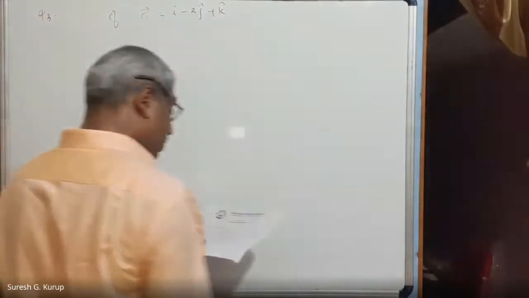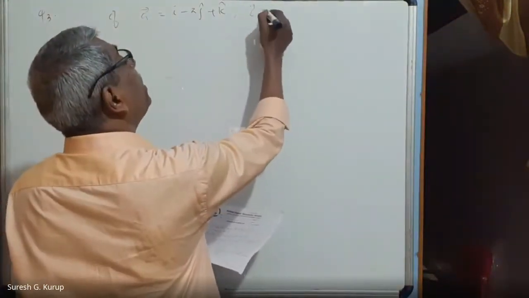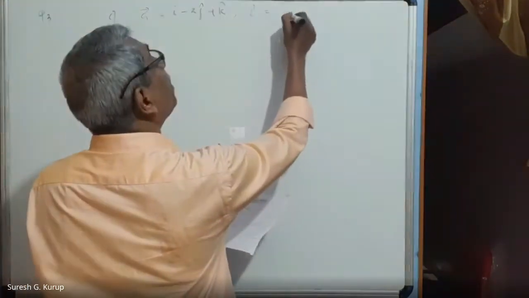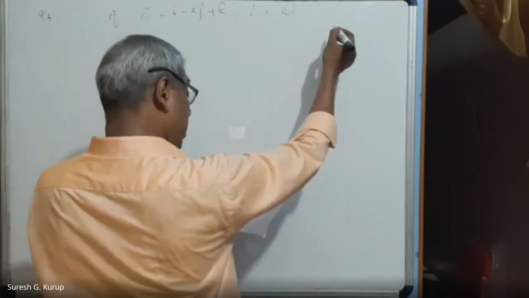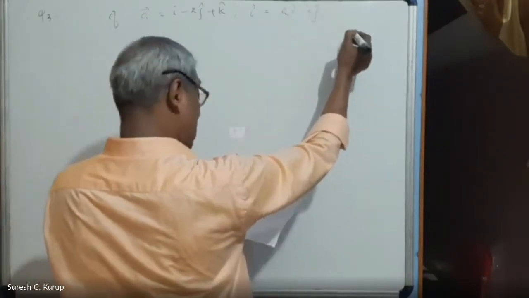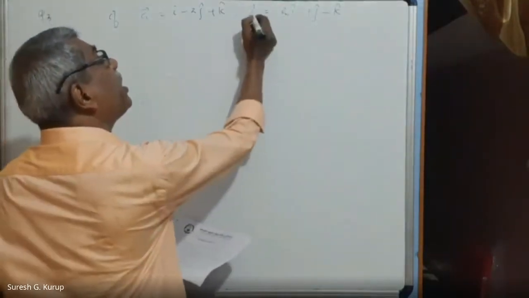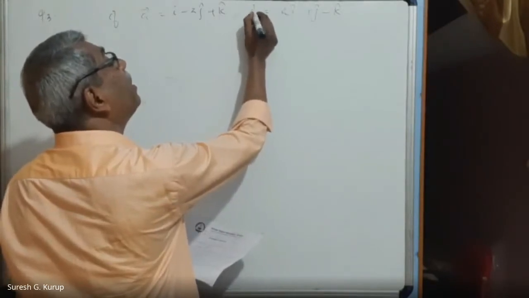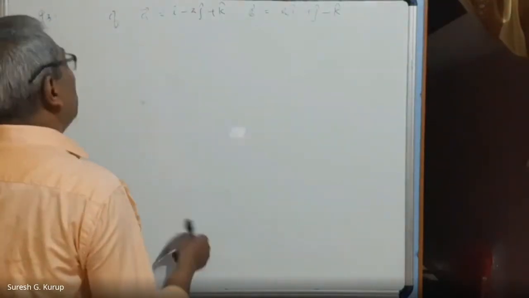When you write the question, it is very important. Plus and minus is very, very important. And next is vector B is equal to, what is that? 2i plus j minus k. This is the question. This is A and the other is B, right? So what you have to calculate is A dot B.